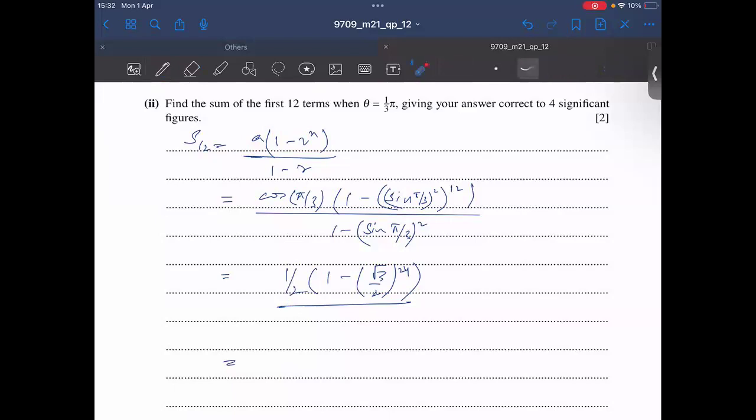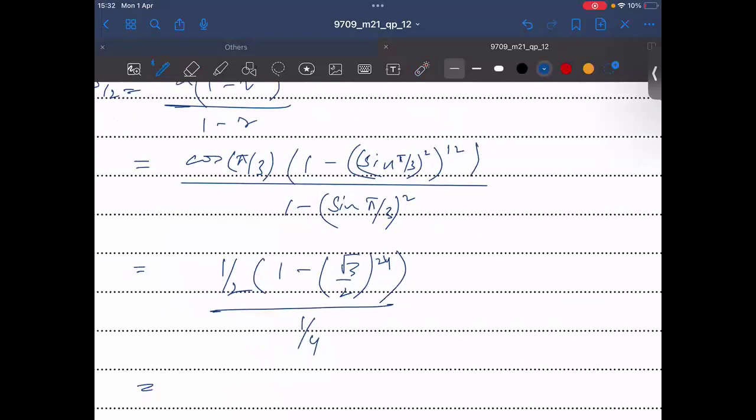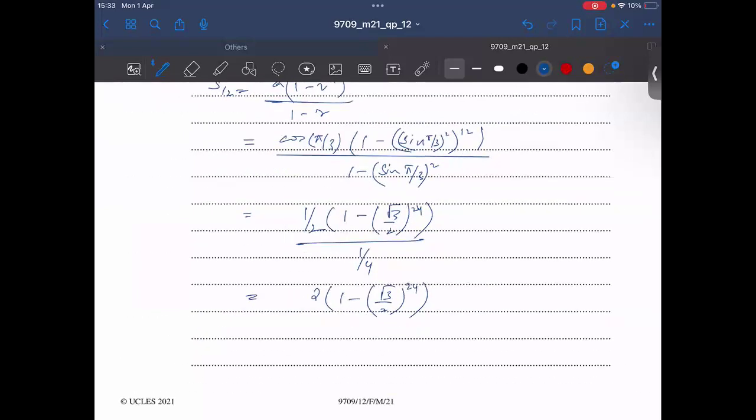I don't know about the value of this. Sir, r is not sine theta squared. Yeah, so I put up the square. Huh? Right. It's going to be 3 over 4. 1 minus 3 over 4 is 1 over 4. Yeah. And half divided by 1 over 4 is basically 2. 2 times 1 minus square root of 3 over 2.